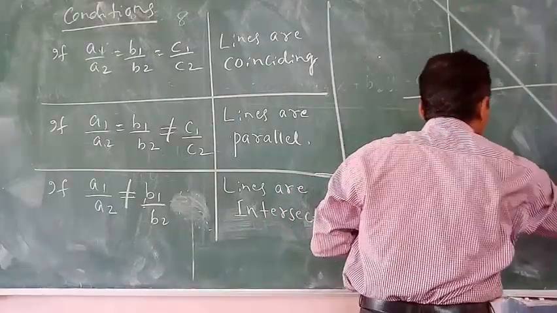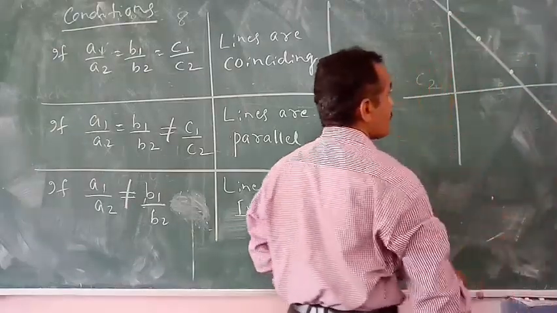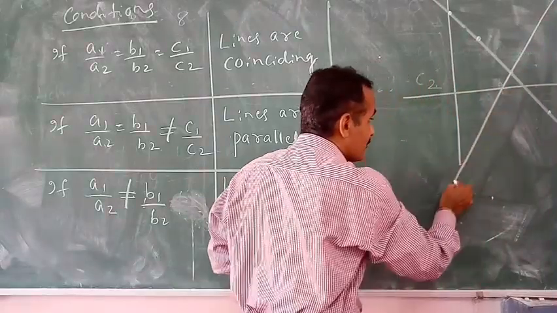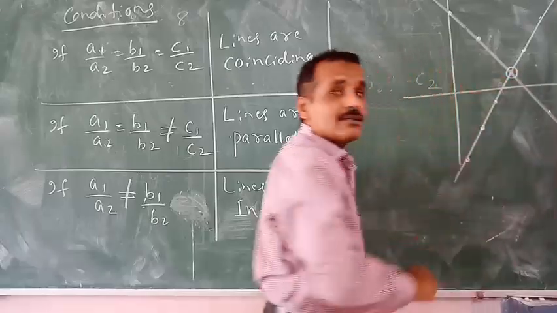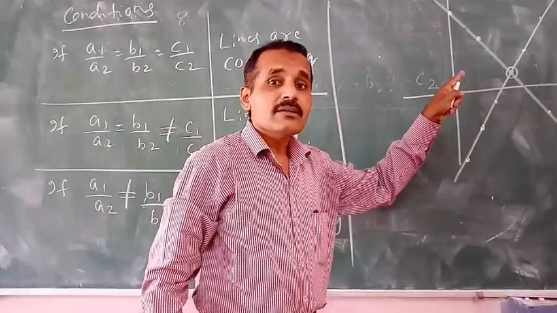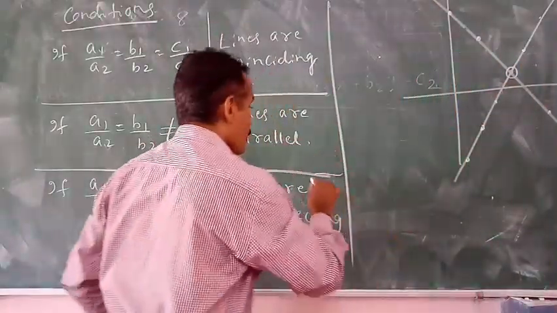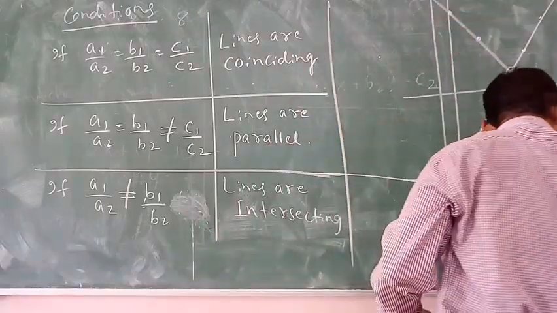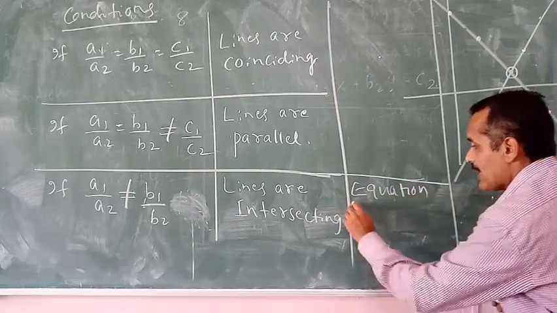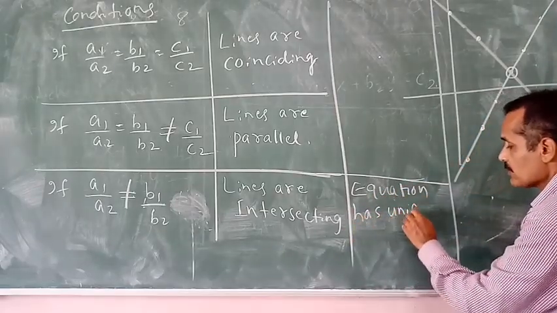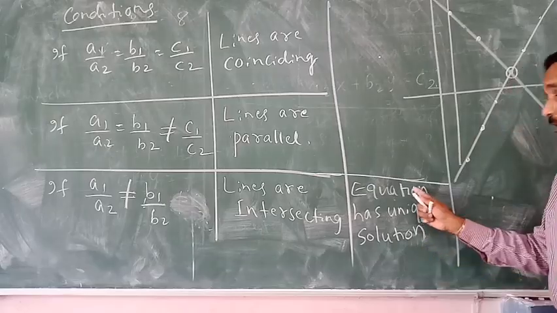If I draw a line here, say this is the first line, and these are all the solutions of the first equation. And say this is the second line, and these are all the solutions of the second equation. Where they intersect is called the common solution for both the straight lines. So this is also called the equation has a unique solution. Why is it called that the equation has a unique solution?